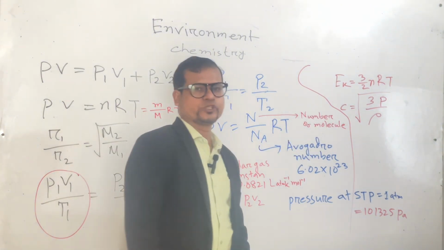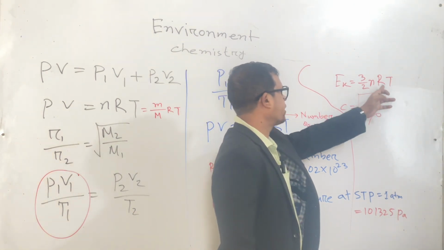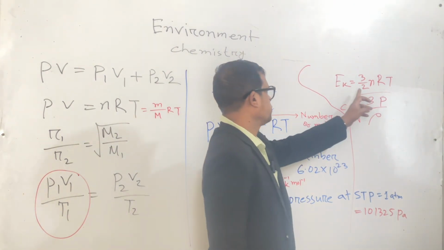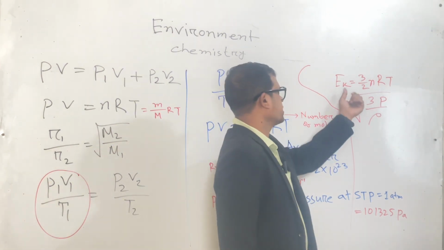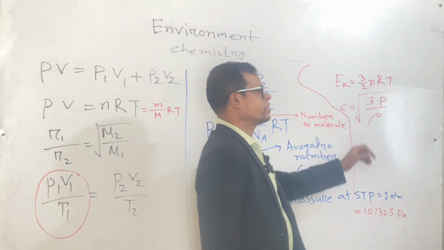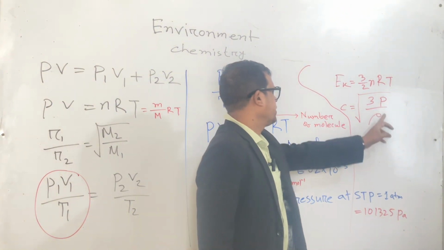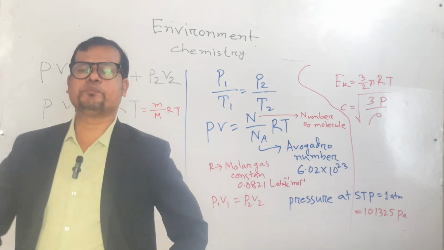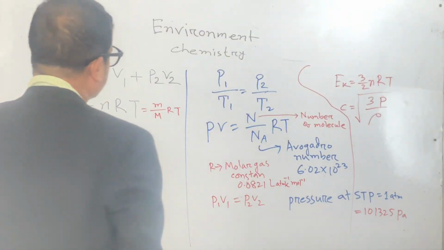E is the kinetic energy, total kinetic energy, equal to 3/2 nRT. Try to remember 3/2 nRT, where n is any mole number, R is the molar gas constant, and T is the temperature. C is the root mean square velocity. Root mean square velocity is root of 3P over rho, where P is pressure and rho is density. C equal to root 3P over rho.